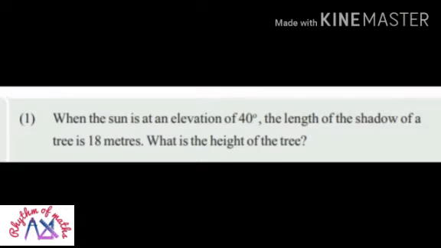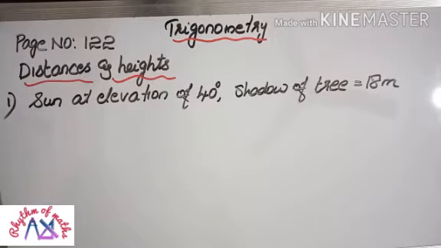Page number 122. First question. When the sun is at an elevation of 40 degree, the length of the shadow of a tree is 18 meter. What is the height of the tree? In order to solve all the trigonometric problems, we need a figure. Here the figure won't be given, that we have to draw from the statement given in the question.